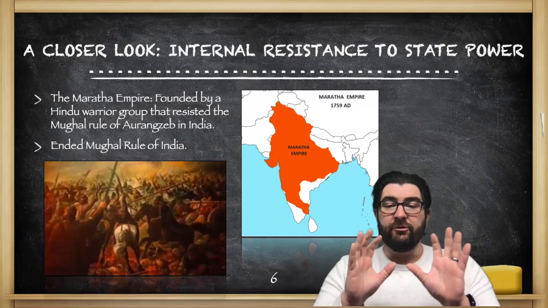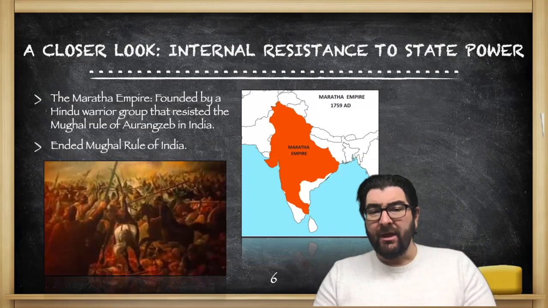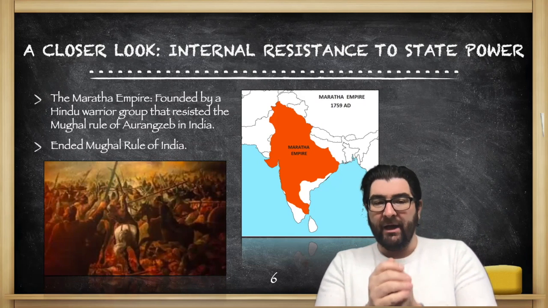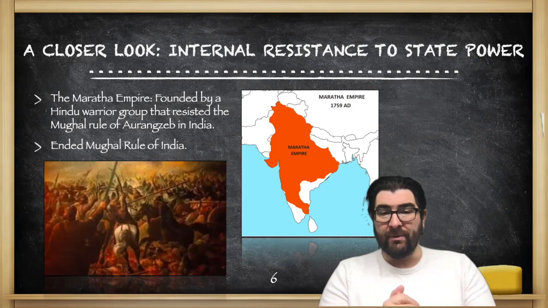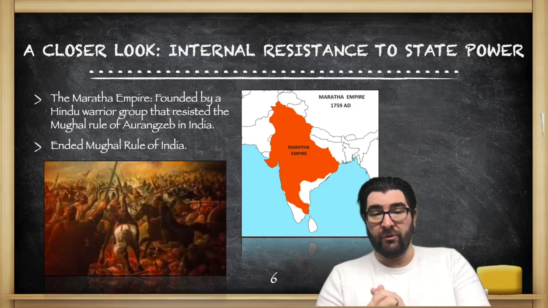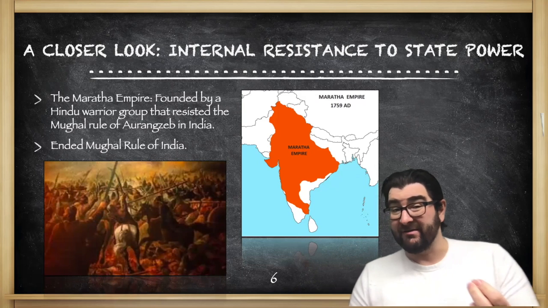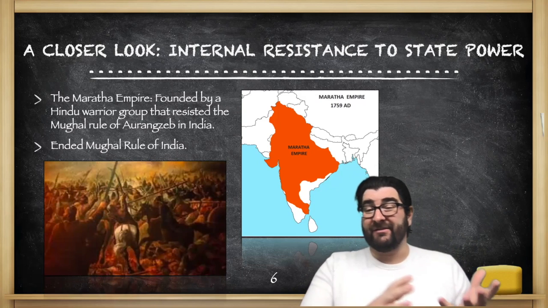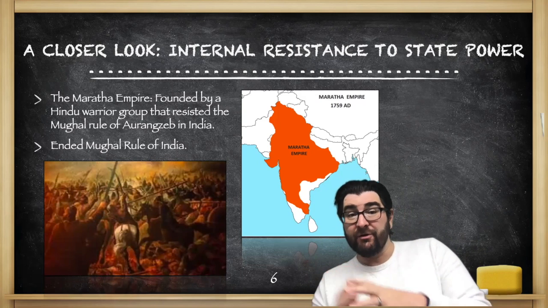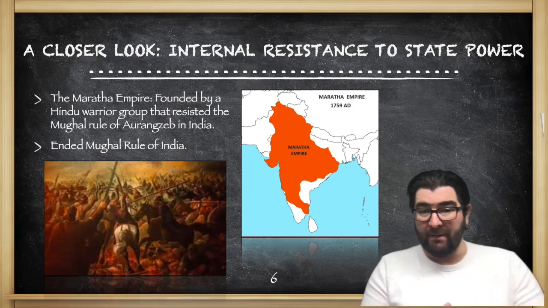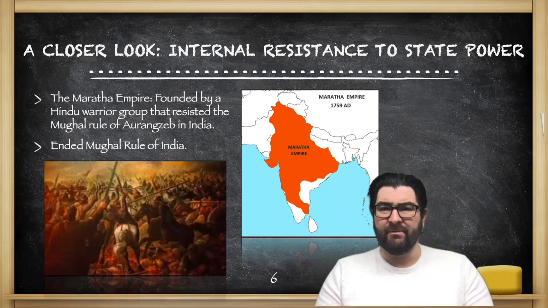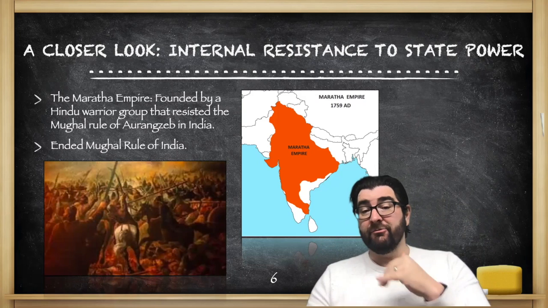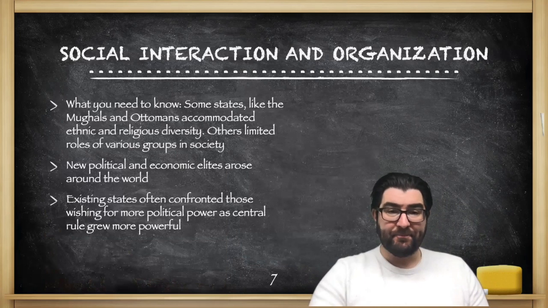With regard to South Asia, we're going to see a new empire arise called the Maratha Empire, founded by a Hindu group that resisted Mughal rule, particularly of Aurangzeb. Remember, Aurangzeb was that Mughal emperor that started to turn against the earlier tolerance practiced within the Mughal Empire by Shahs like Akbar. This will bring an end to Mughal rule in India.